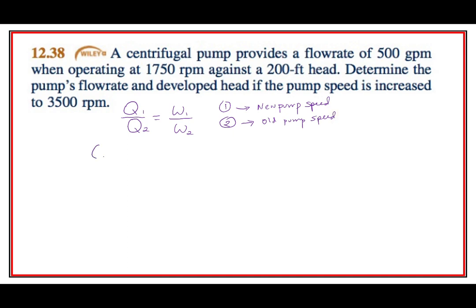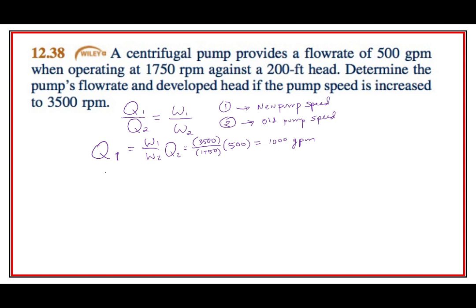So what we end up saying is Q1 is going to be equal to omega 1 over omega 2 times Q2. And because these are all ratios, we don't have to do any unit conversions. So just 3,500 divided by 1750. And just as you'd expect, it's just going to double the gallons per minute. So we get 1,000 gallons per minute. Boring.